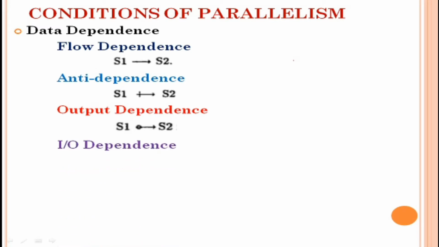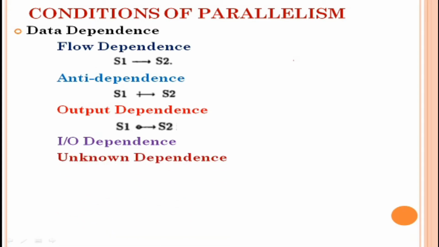Then comes the input-output dependence. The read and write operations are the IO statements. The IO dependence occurs not because the same variables are involved, but because the same file is referred to by both IO statements, like the read and write statements referring to the same file. That dependency is called an input-output dependency.